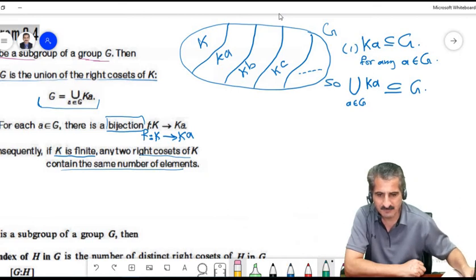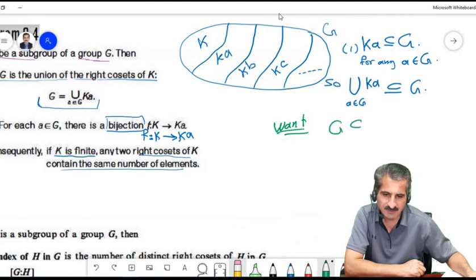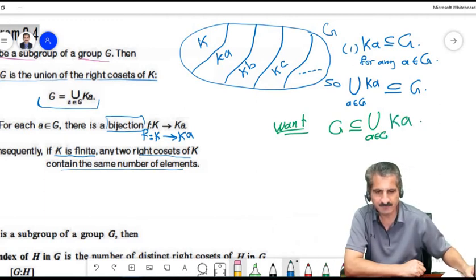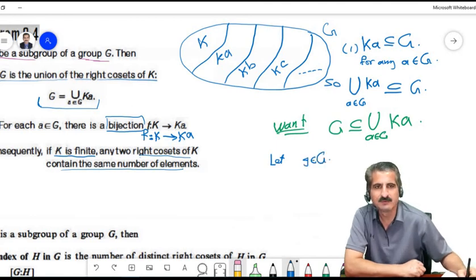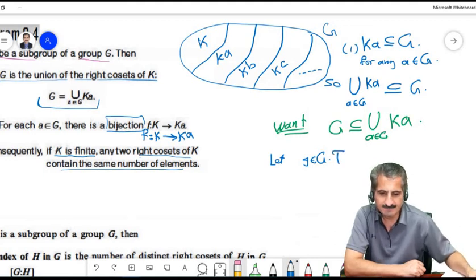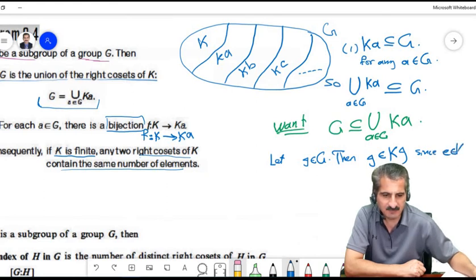Now what's left is to show that G is contained in the union of the right cosets. So we want to prove this. We work with them as sets. So let g belong to the group. Then simply g belongs to its coset, right? Why? Because the identity belongs to the subgroup.